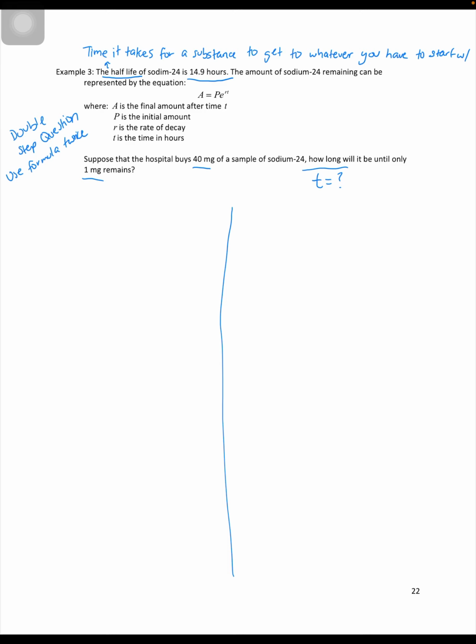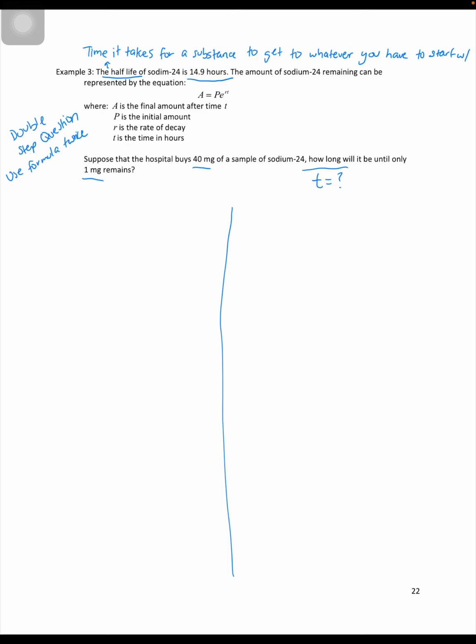So here, suppose that the hospital buys 40 milligrams of a sample of sodium 24. How long will it be until 1 milligram remains? So this question, the bottom part here, is essentially what is going to get you the marks. How long will it be until only 1 milligram remains? So how long? What variable is that going to be? That's going to be related to time. So our goal is to figure out what t is equal to.